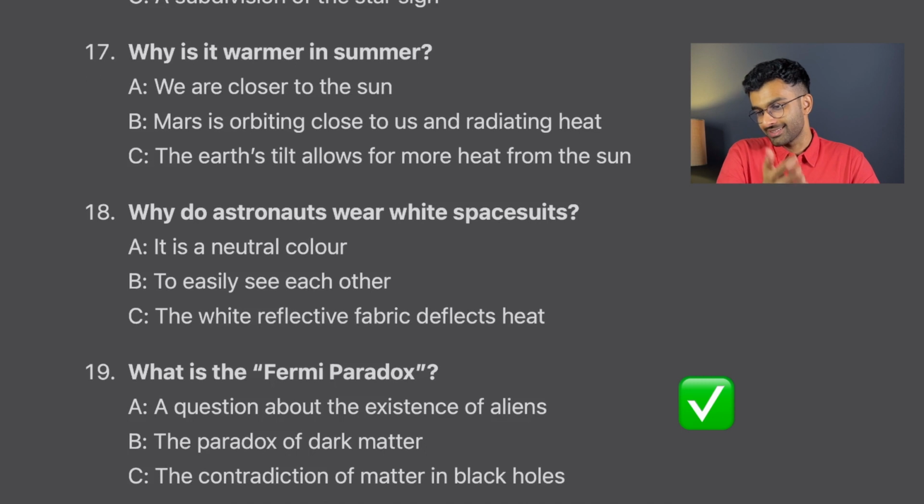But the thing is, given the current laws of physics, almost every scientist thinks that we should have already been contacted by aliens. And yet for some reason we feel like we've heard nothing. And there are a lot of beautiful consequences of this seeming paradox. I'll probably do an entire video on the Fermi paradox sometime soon. But the answer is option A, a question about the existence of aliens.